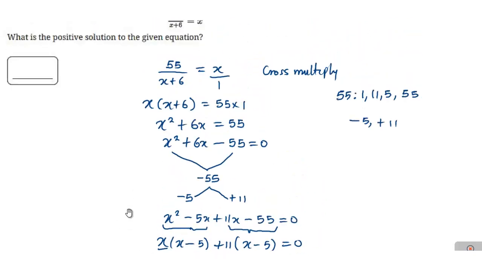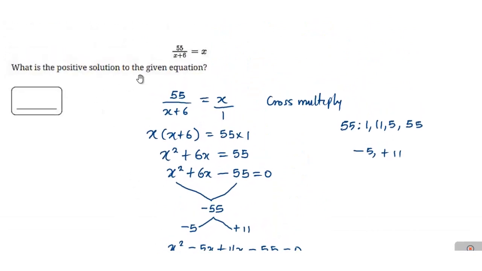Now let's go back to the question. The question says, what is the positive solution to the given equation? The positive solution in this case is x is equal to 5. So that is what we are going to be putting in this box.